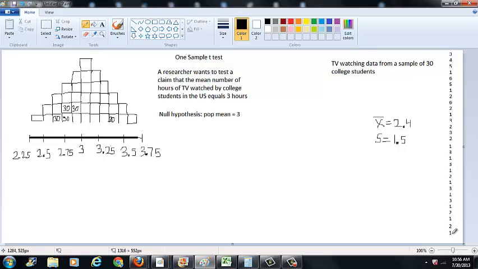And in our sample of 30 students, we've ended up with a sample mean of 2.4 and a sample standard deviation of 1.5. And I'm actually going to change the 2.4 to 2.5 just to make our example a little bit simpler. It's a little bit of a nicer number. Now we can calculate our t-score for the sample that we collected data from.